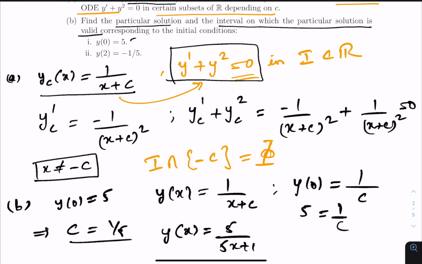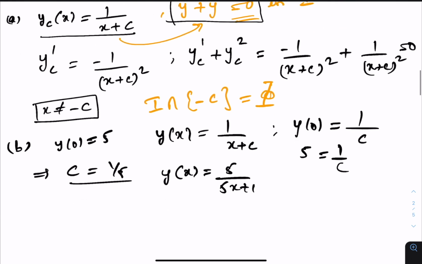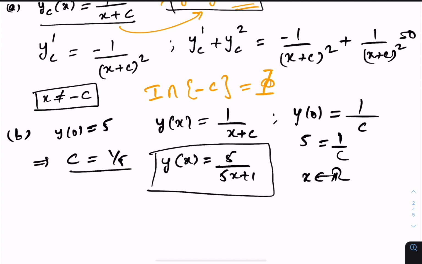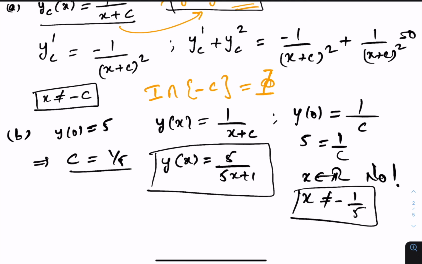Okay, and when is this valid? So this particular solution, is it valid for all x in R? No, right? The answer is no. It is valid for x not equal to -1/5. So what can be your domain I of the solution? It should not include -1/5.